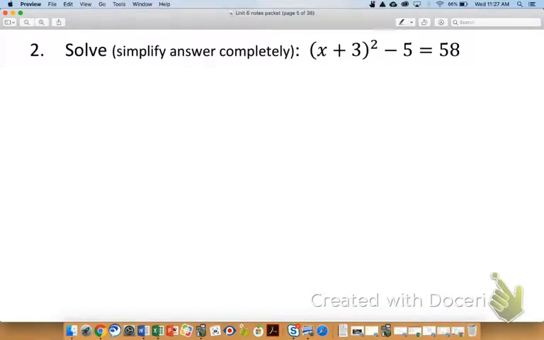This one should not involve a calculator. Not going for a decimal answer here. It says simplify completely. So 63, notice it says simplify completely. Square root of 63 is a radical, right? That's fine. Remember how we simplified radicals with the prime factors and factor trees and all that stuff? Go there.